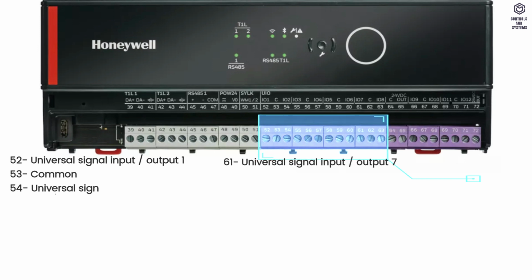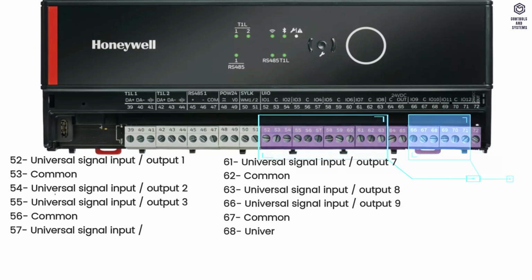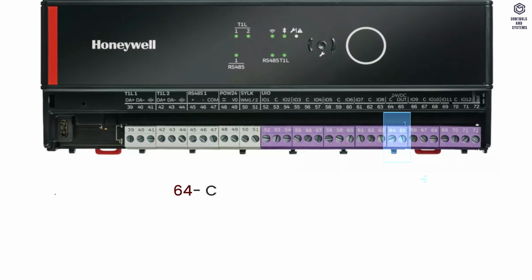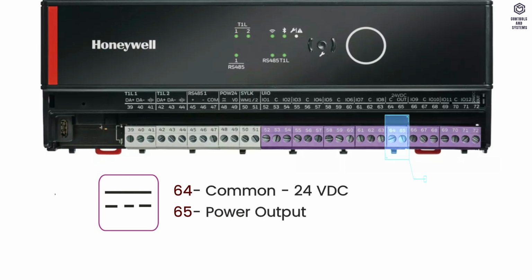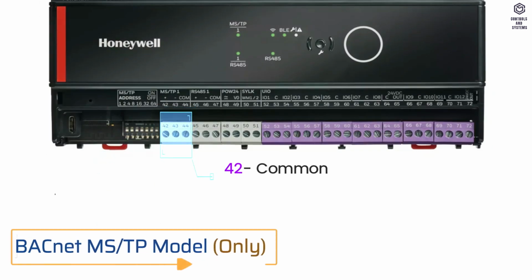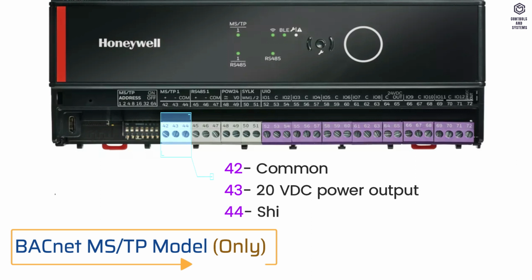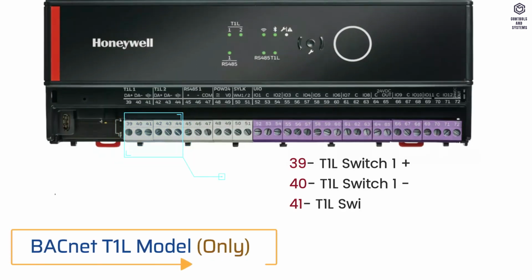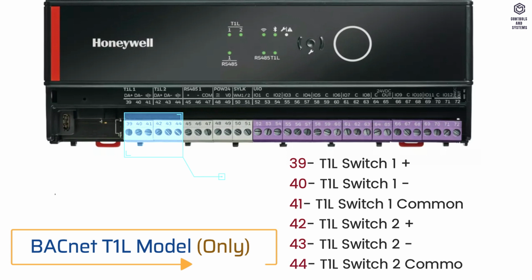Terminals 52 to 63 and 66 to 71 are universal signal inputs or outputs and commons. Terminal 64 is common for 24-volt DC. Terminal 65 is 24-volt DC power output. Terminal 42 is 24-volt DC power output plus. Terminal 43 is power output minus. Terminal 44 is common. For the BACnet T1L model controller, terminals 39 to 44 are T1L switch plus, minus and commons.